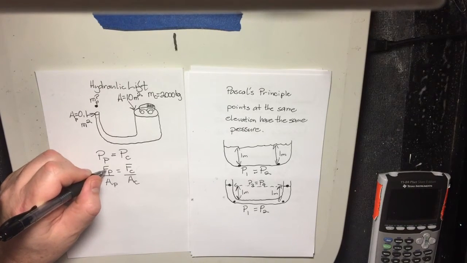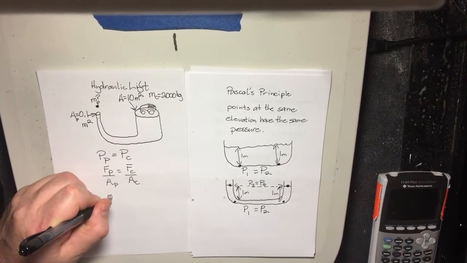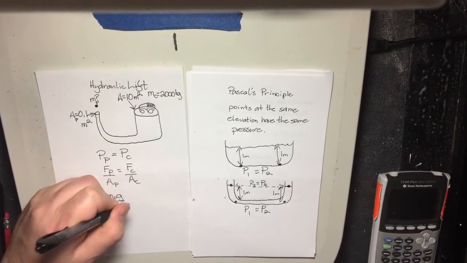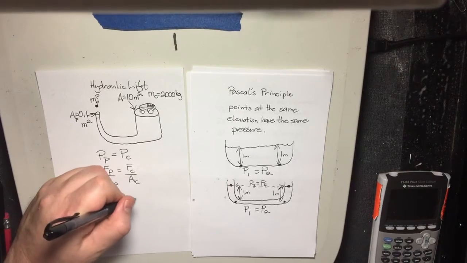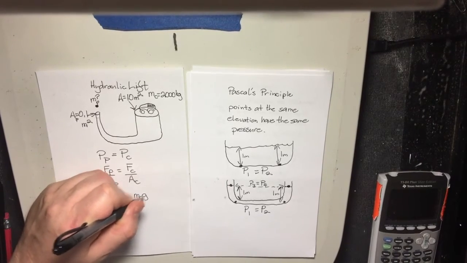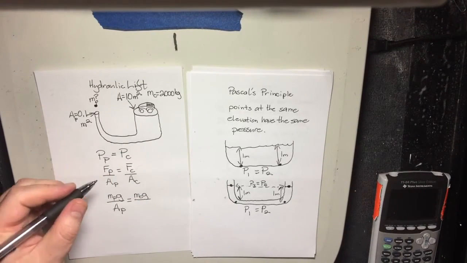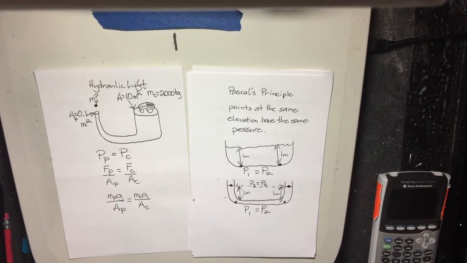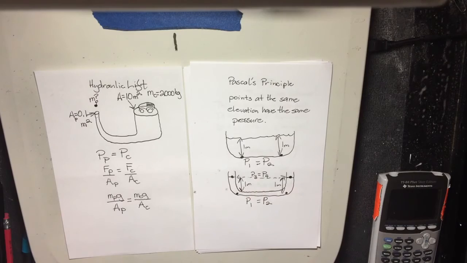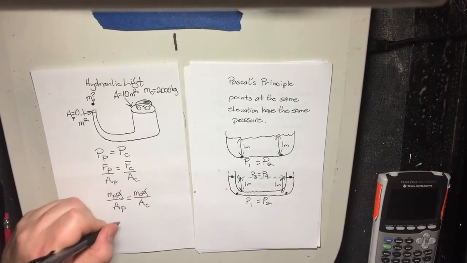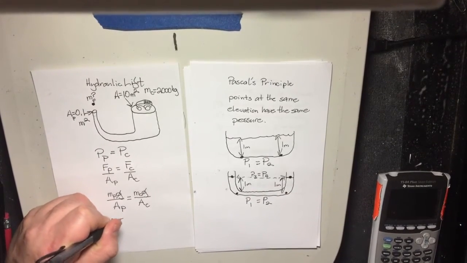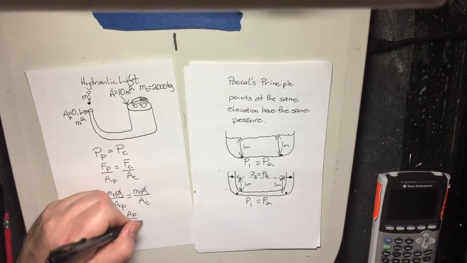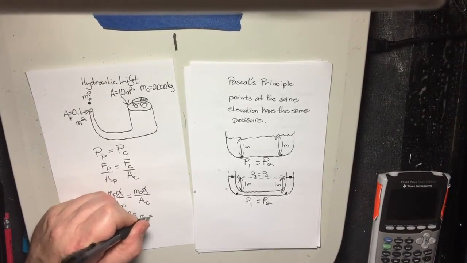The force of the piston is mass of the piston times gravity. The force of the car, mass of the car times gravity over area of the car. Gravities cancel, and the mass of the piston is equal to area over area times mass of the car.